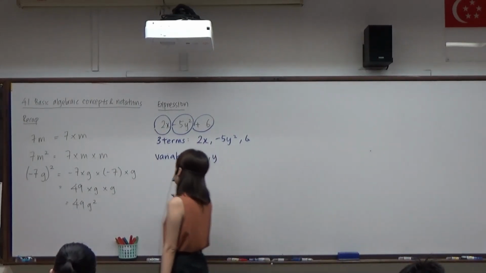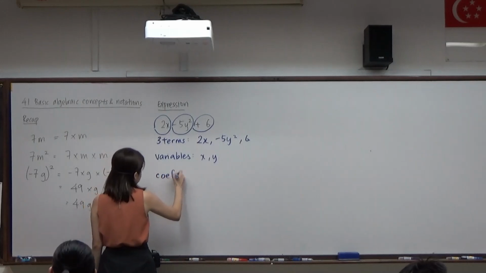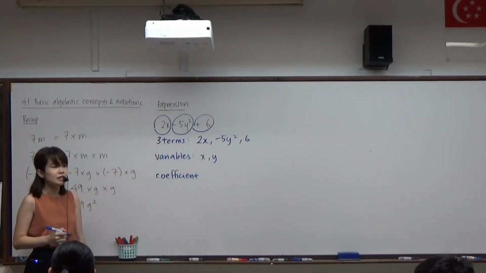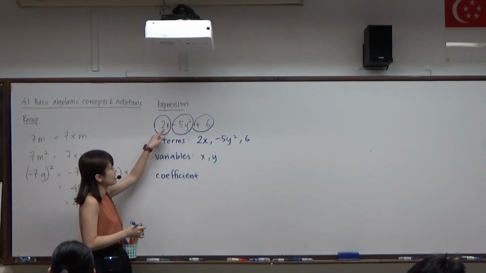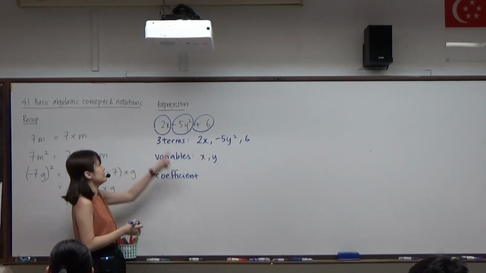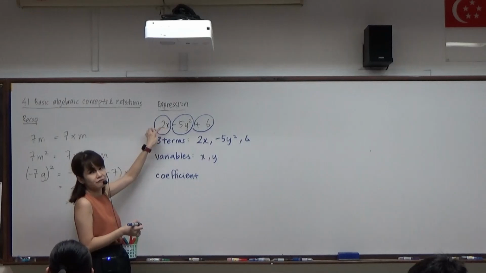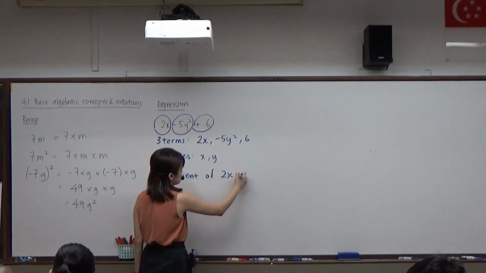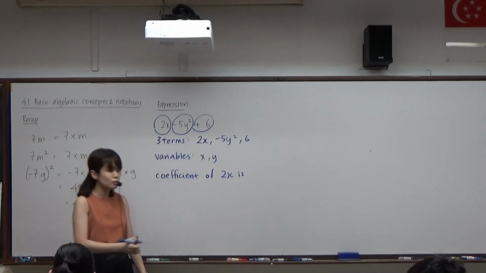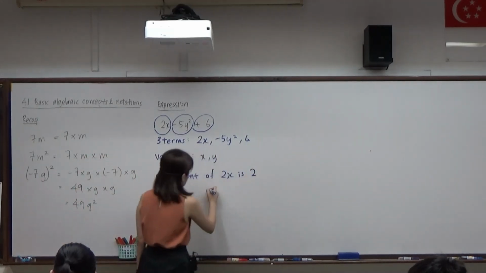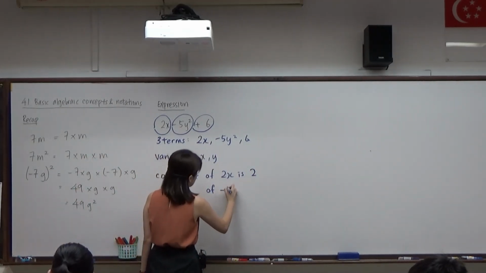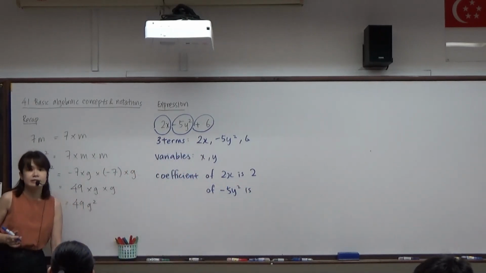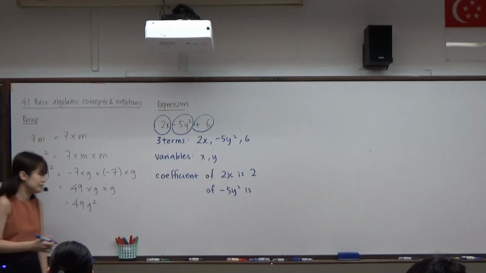Then we also learned this thing called coefficient. Coefficient is dependent on a variable. It is basically the number in front of the variable. So the coefficient of the term 2x will be 2 itself. And the coefficient of negative 5y squared, what would it be? Yes, Ethan? Negative 5.